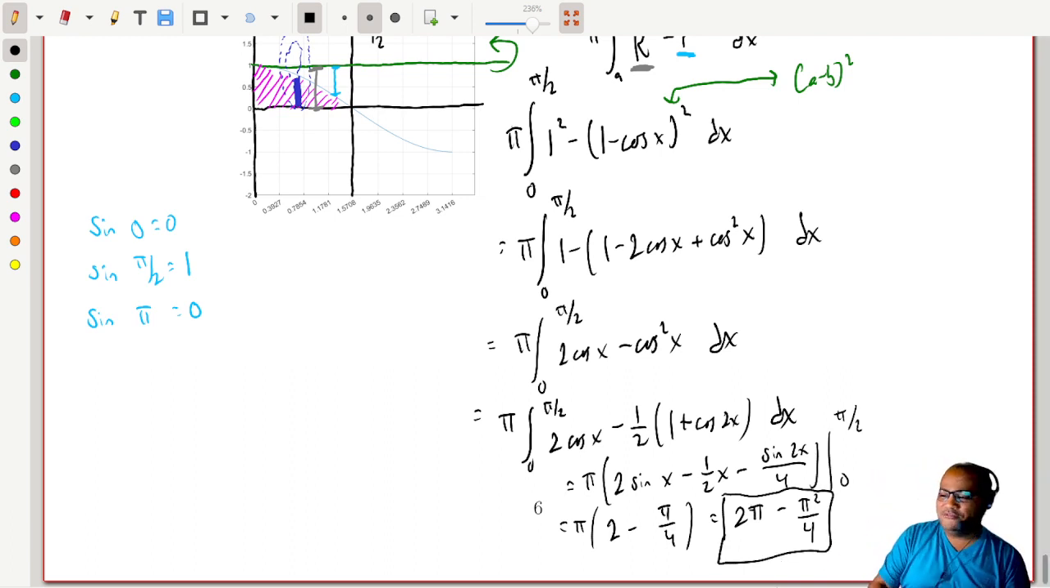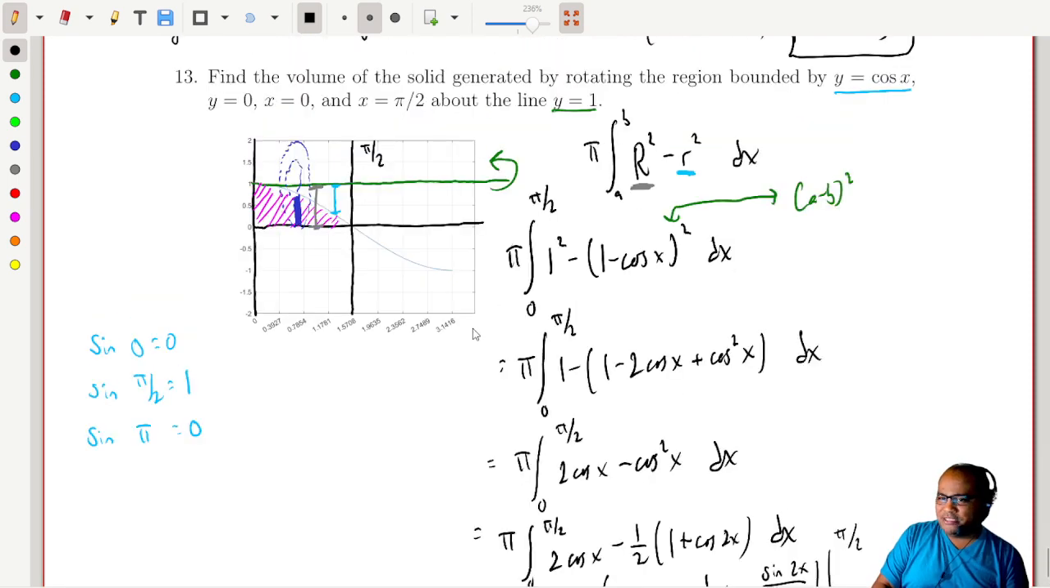An application of something that we've already done before. Just be careful about the method you choose. Again, you can do either one of these with shells, but it's more straightforward to do these with disks. The integrals work out a little nicer.